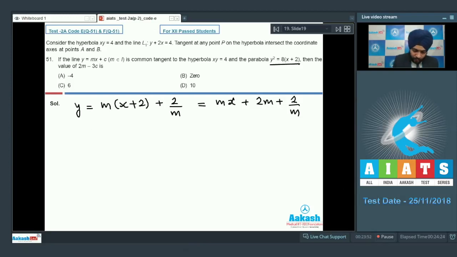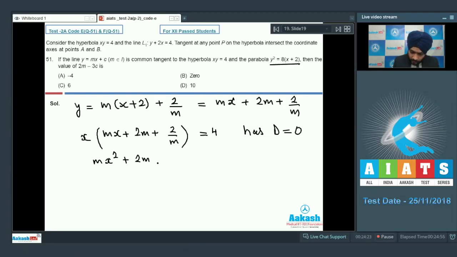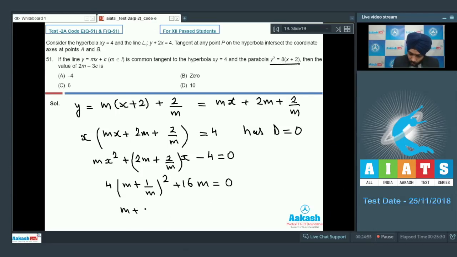So that means when you are going to solve this line y equal to mx plus 2m plus 2 by m with the hyperbola xy equals 4, you are going to get real and equal roots. D equals 0. So that means (mx plus 2m plus 2 by m), that is the value of y, into x is equal to 4, has discriminant 0. That means mx square plus (2m plus 2 by m) into x minus 4 equals 0. From here, discriminant equal to 0. 4 into (m plus 1 by m) whole square plus 16m equals 0. From here you will get (m plus 1 by m) whole square plus 4m equals 0. So from here you are going to get m equals minus 1.